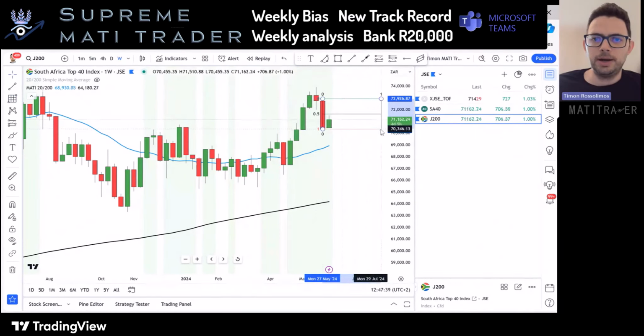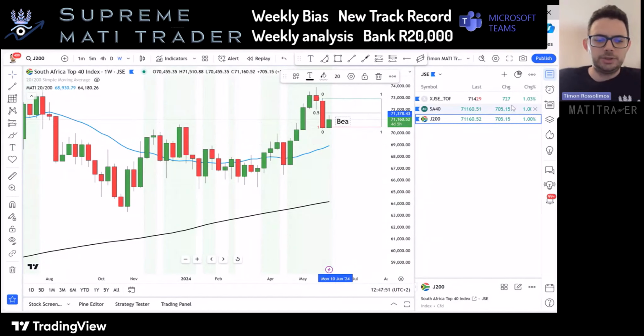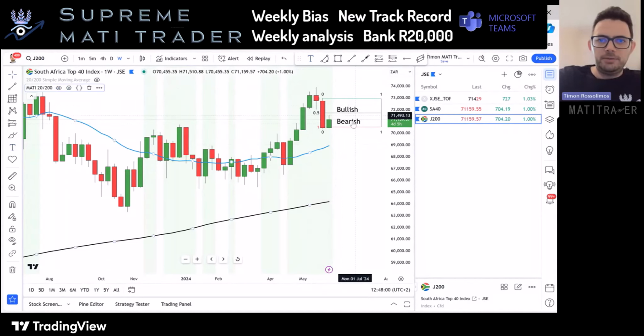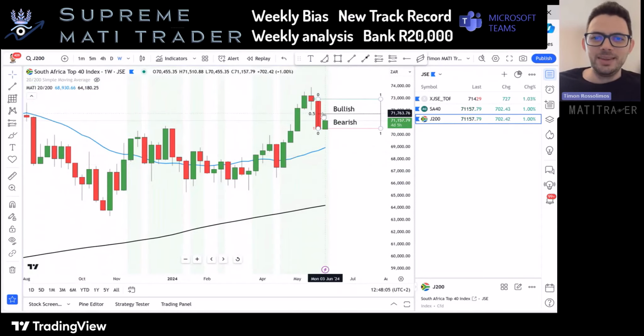Last week and 2 weeks ago, the bias was bearish and the market crashed. This time, the market is bearish, and the reason is because the price is below 0.5. If the price breaks above 0.5, we would enter into a bullish bias for the week. Right now, you can see the market is trying to make up for a bit of its losses from last week, but it is bearish, okay?